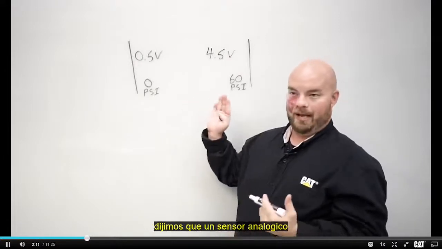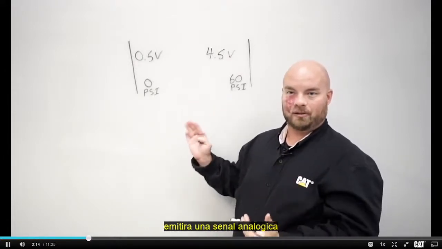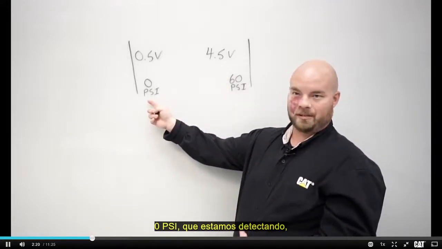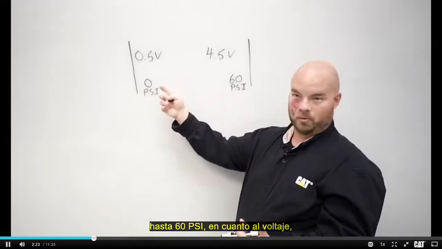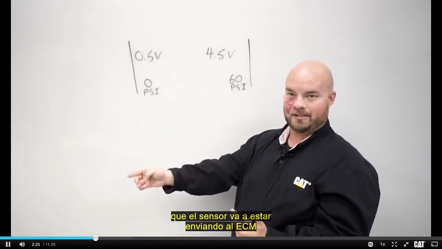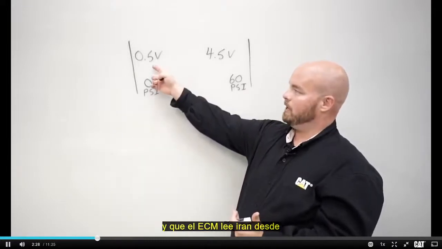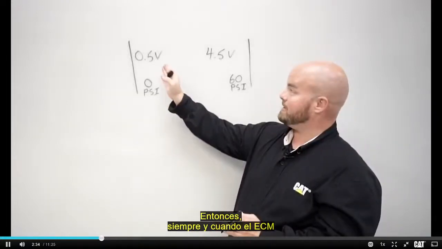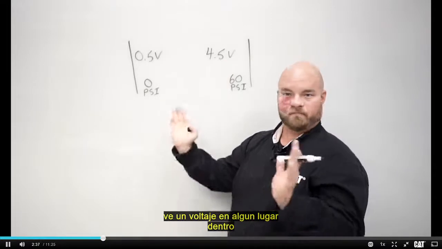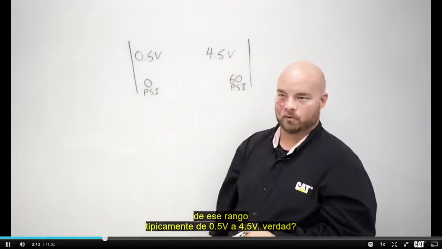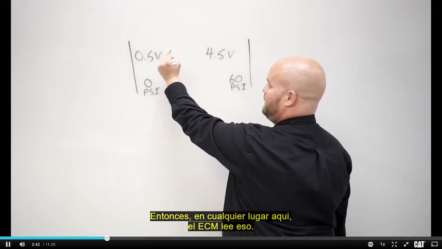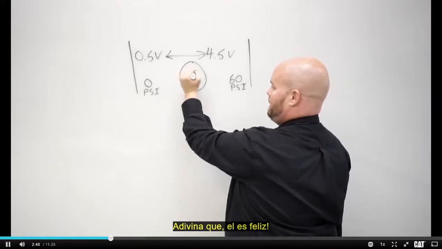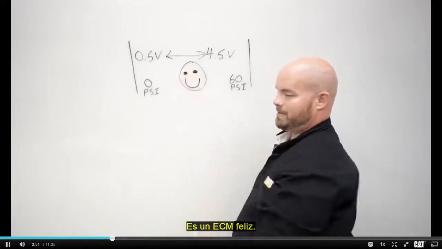So an analog sensor puts out an analog signal that's a variable DC voltage. As we go from 0 PSI up to 60, the voltage the sensor sends to the ECM goes from typically 0.5 volts up to typically 4.5 volts. As long as the ECM sees a voltage somewhere within that typical 0.5 to 4.5 range, guess what? He is a happy ECM, and he says no codes.